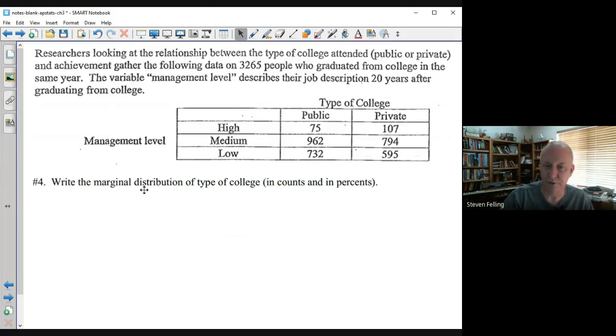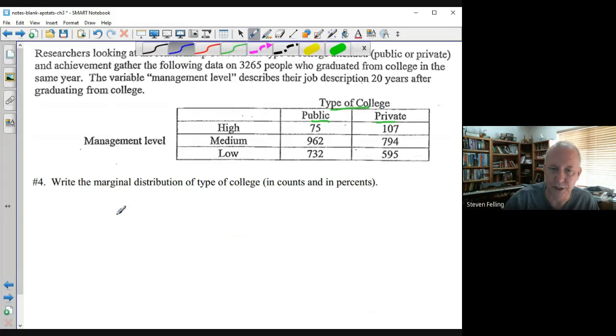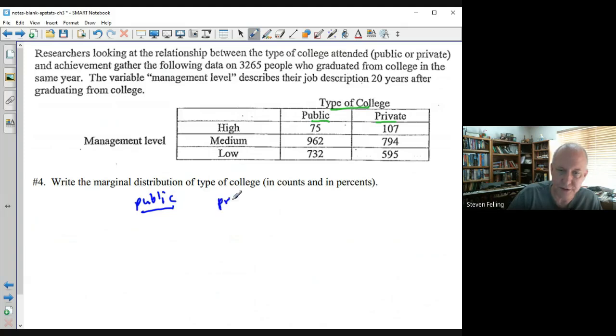So the first thing is it asks me for the marginal distribution of type of college. Okay, so let's do that. Well, first of all, type of college is this, and its variables are public, private. So that means I'm going to need to have values for public and private. So I will write public, private, and then I need to put a number here. This one says in counts and percentages, so I want to do both. So the percentage one would be the relative marginal distribution. So it says marginal, and that means I don't want to use just a particular thing. I need to use values in the margin. So I need a number here and here. So I'm going to have to add those up.